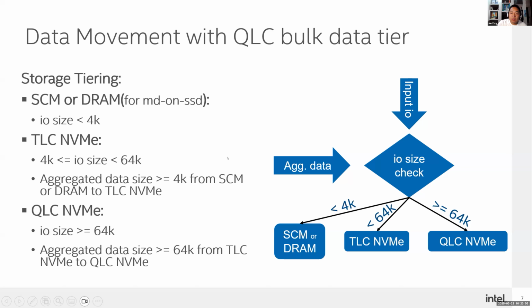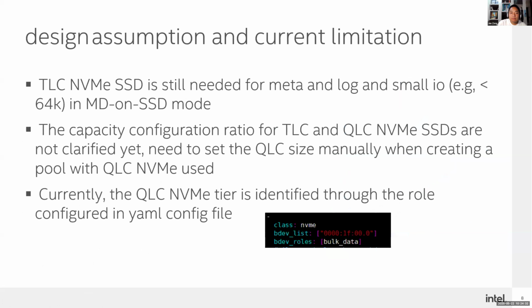Also, there is an aggregation process running in the background. It will try to aggregate data. If the aggregated data size is larger than 4K, then it will be transferred from DRAM or SCM to TLC NVMe. And if the aggregated data size is larger than 64K, then it will be transferred to the QLC NVMe.